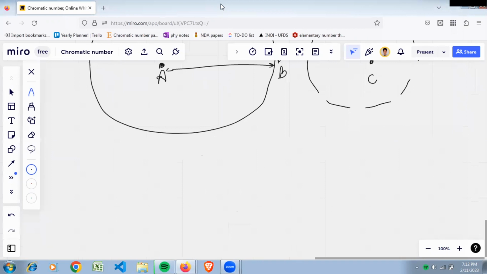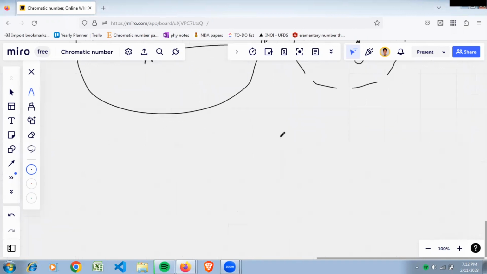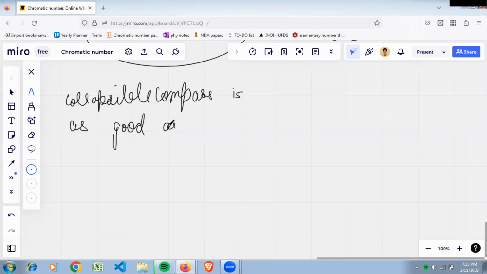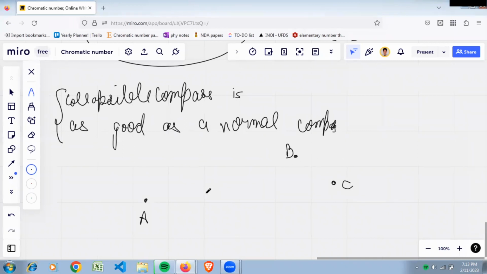Yeah. Okay. Two people said yes. So what the compass equivalence theorem says is, a collapsible compass is as good as a normal compass. This is what the theorem says. So what do we have to prove? What is this theorem trying to say? If you're given a point A, and points B and C anywhere random, can you construct a circle with center A and radius the distance BC just using a collapsible compass?